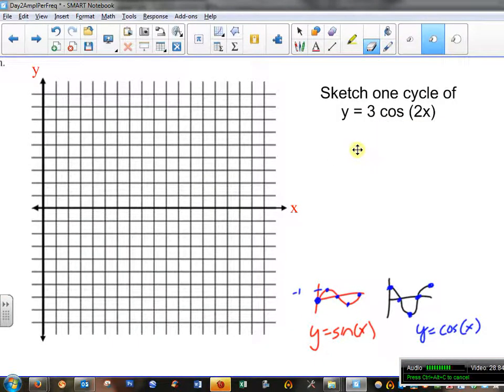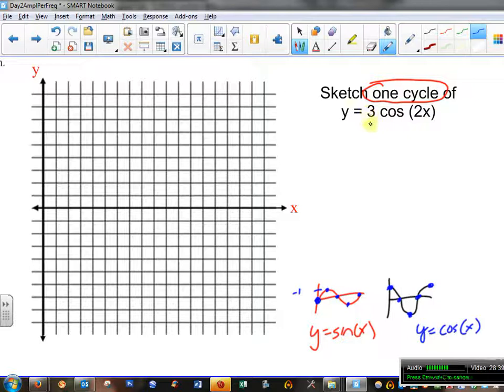Now there are instructions, and on the understand slide it said you need to follow the instructions, otherwise you won't know how to set up your x-axis and your y-axis. Make sure you've labeled them first, and then we'll talk about the fact that we need one cycle. Well, we have to first figure out what one cycle is, but that's what the instructions are telling us here.